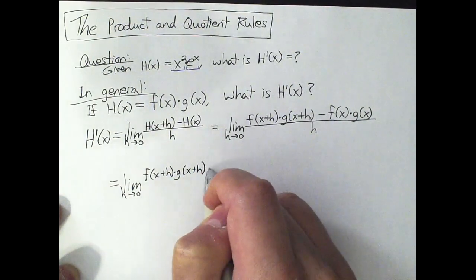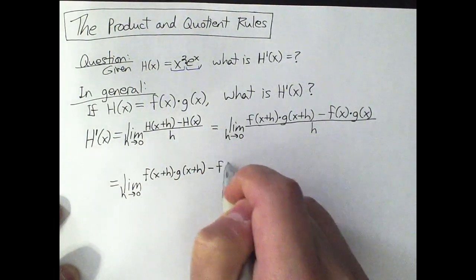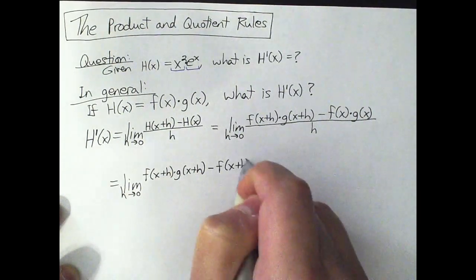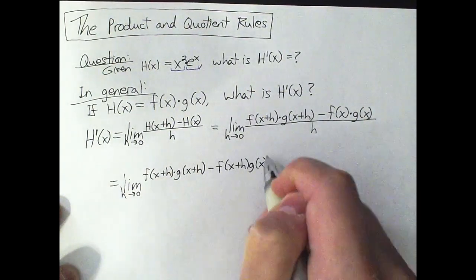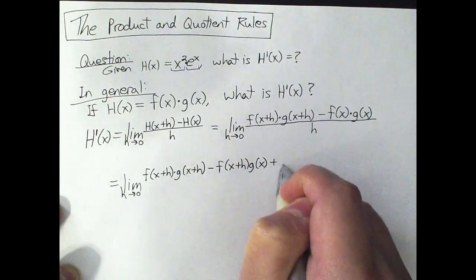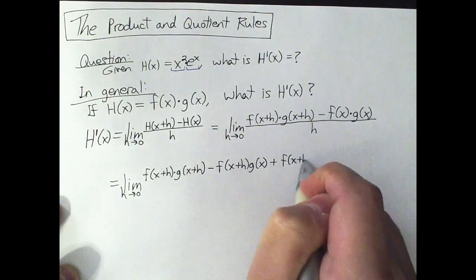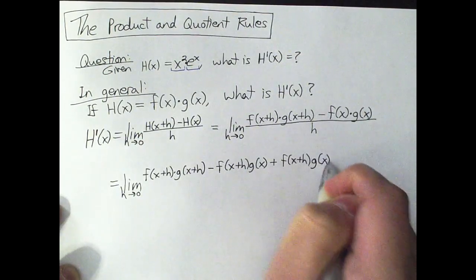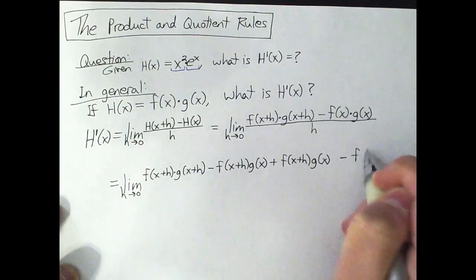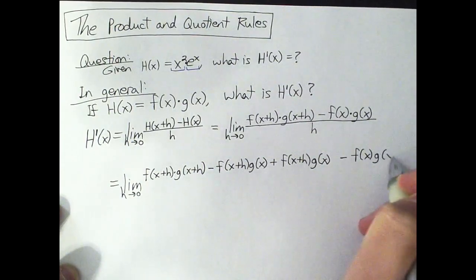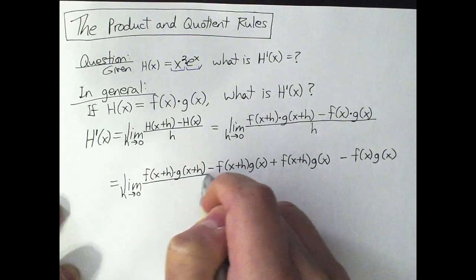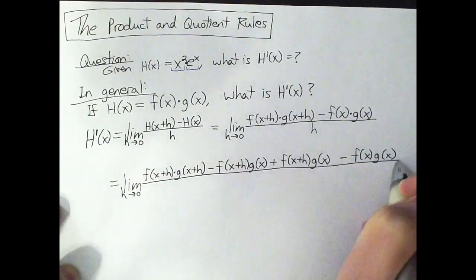I'm going to subtract f of x plus h, g of x. I'm going to add f of x plus h, g of x. And minus f of x, g of x. All of that is over h. Now, I'll explain what I did here.